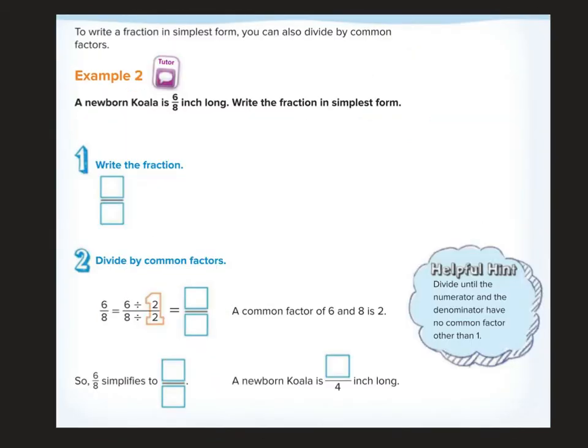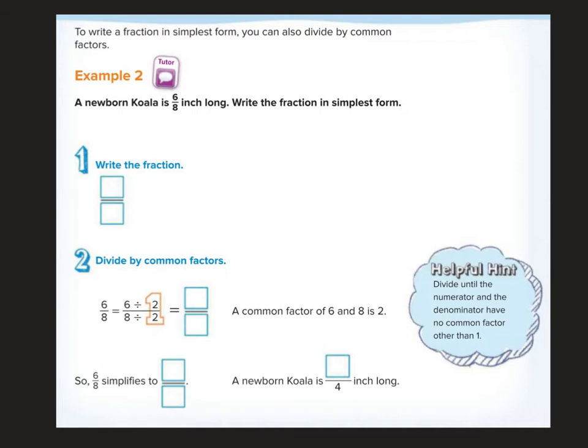To write a fraction in simplest form, you can also divide by just common factors. Doesn't always have to be the biggest one. That'll get you to the simplest form the quickest, right? But it's not always going to be what you see first.